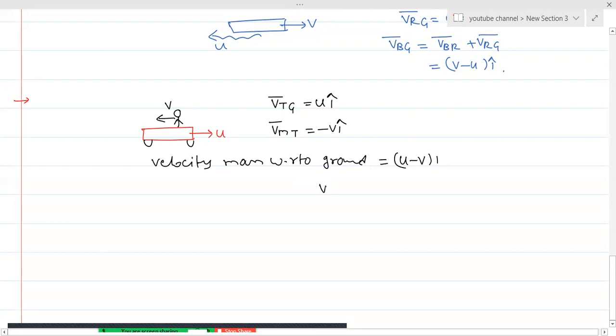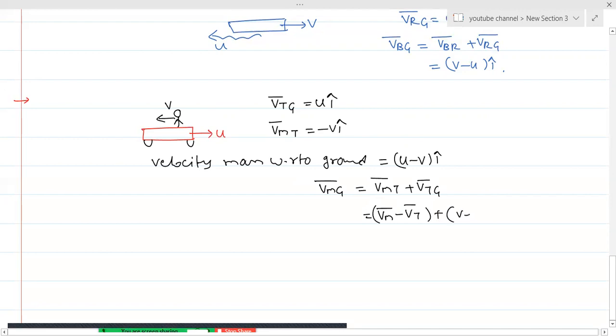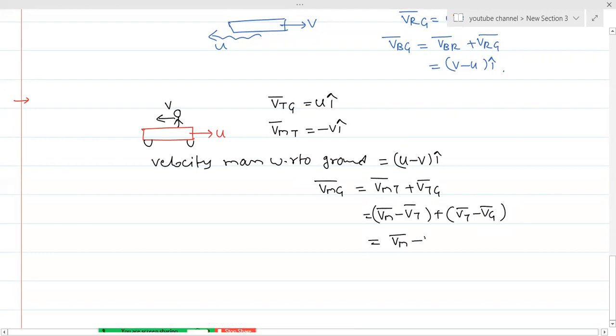Technically this is VMG bar, which is the addition of VMT bar and VTG bar. We know VMT bar means VM bar minus VT bar, and VTG bar means VT bar minus VG bar. Finally we get VM bar minus VG bar. In this way we understand the velocity of the man with respect to ground, which is u minus v into I cap.